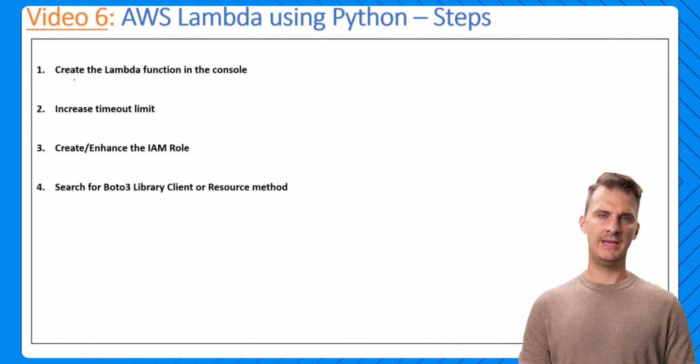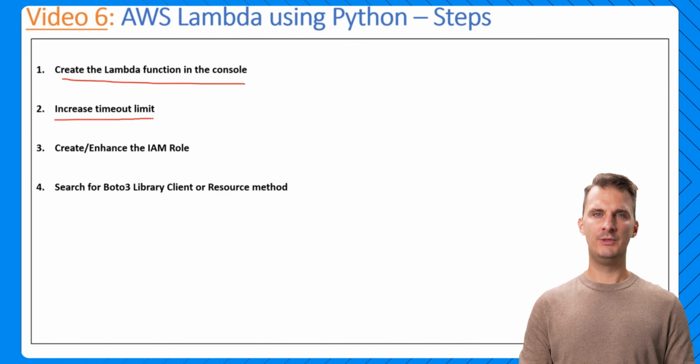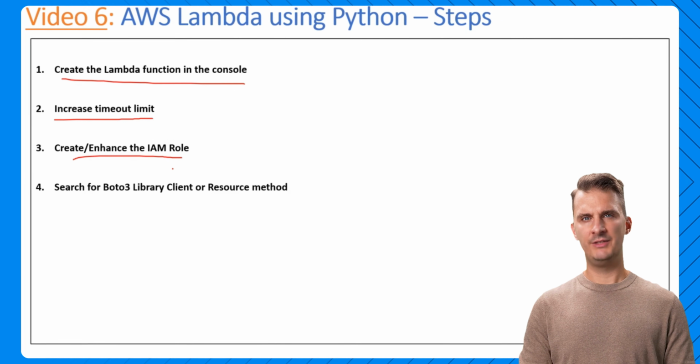So what are the broad steps? We'll create a Lambda function in the console. Then we're going to increase the timeout limit. We'll create and enhance the IAM role. The default role that is created won't have the permissions to create an EC2 instance. Then finally, we'll search for the Boto3 library client and find the relevant method to create the instance.